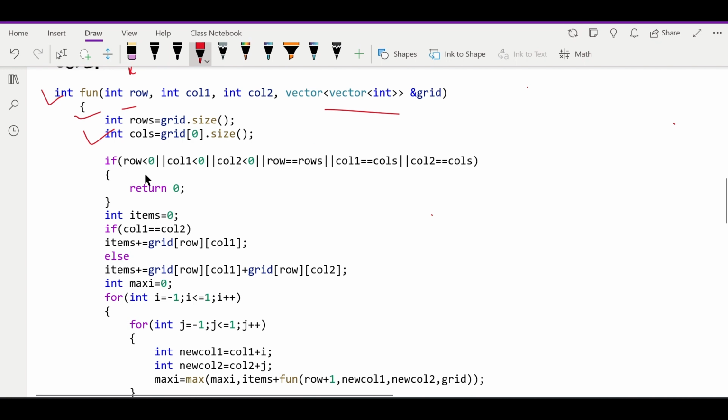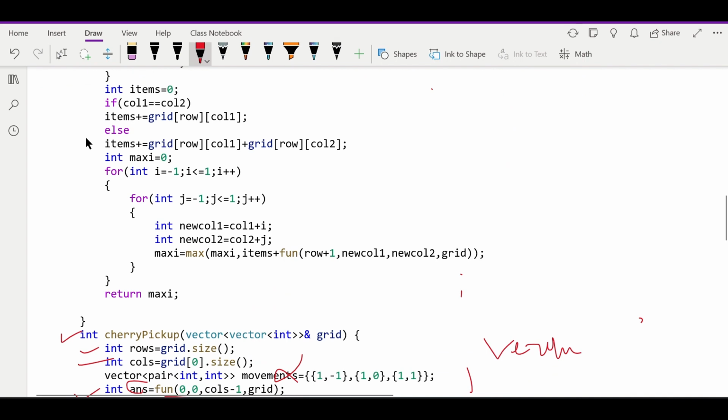For the base case: if row is less than 0, or any of the columns becomes less than 0, that would mean out of bound, return 0. If row becomes equal to the total number of rows, or either of the columns becomes equal to the total number of columns, right, then I would say return 0, because the base case is triggered. It wouldn't move out of the bound, right? This is the out of bound, OOB case, right?